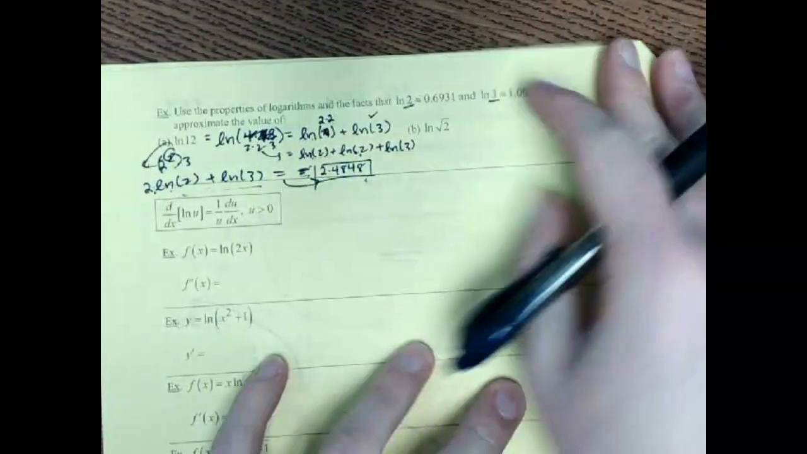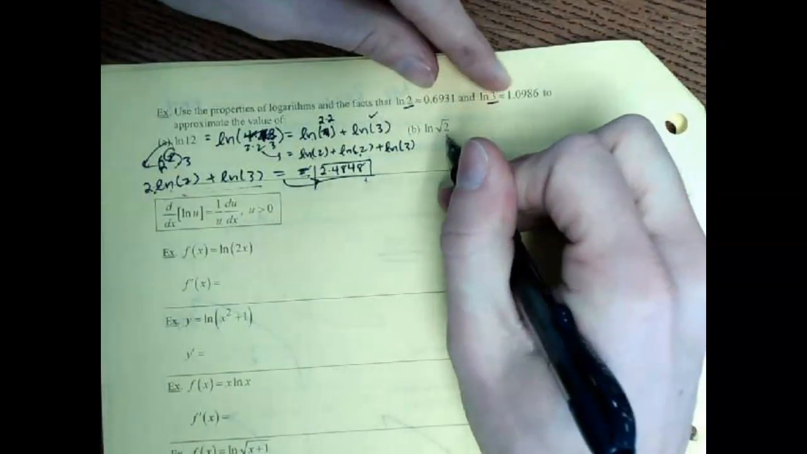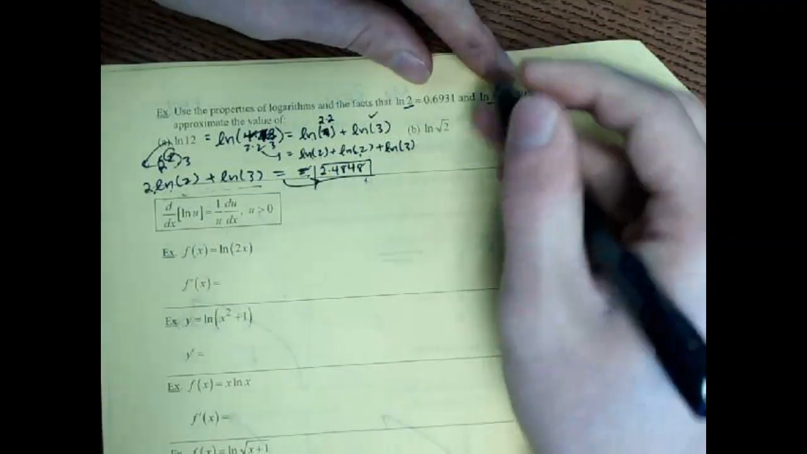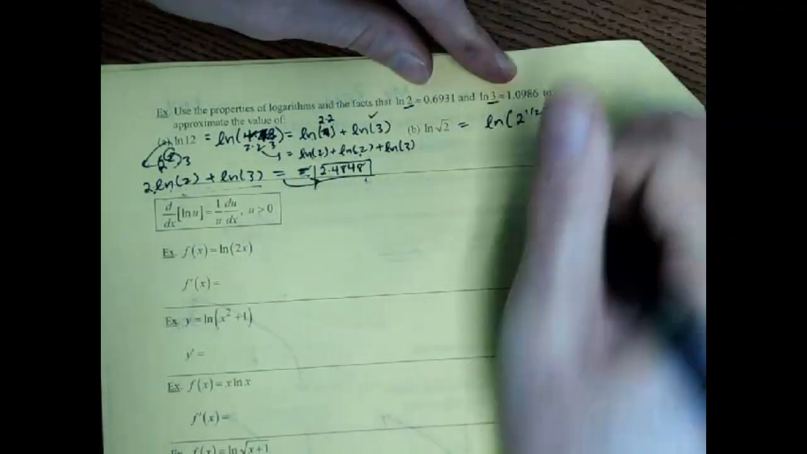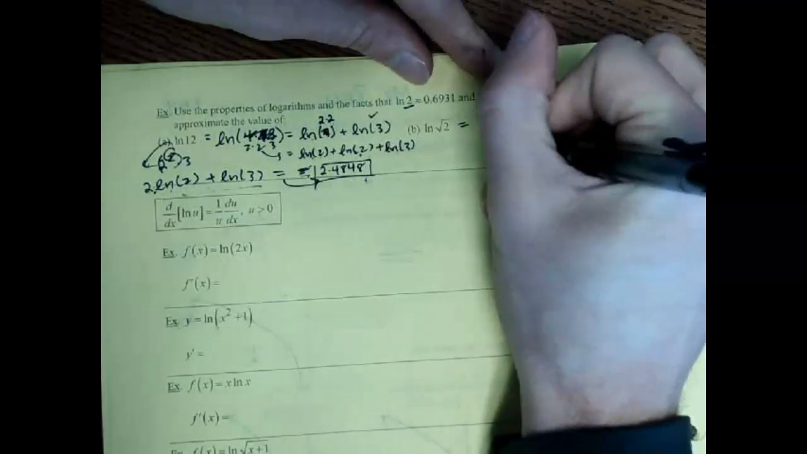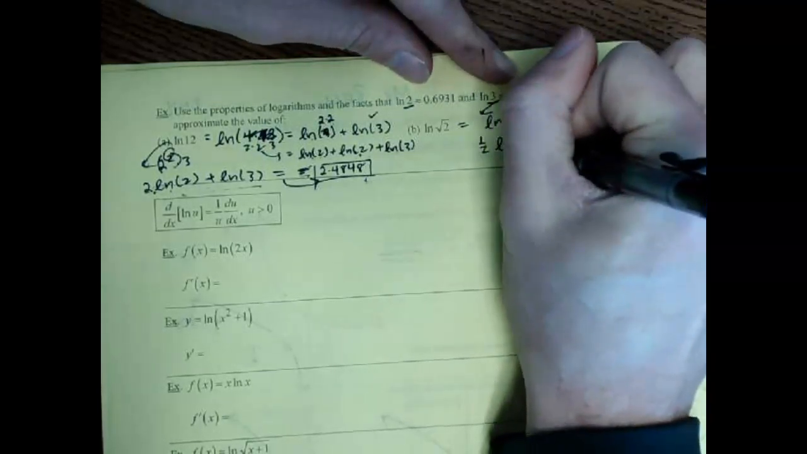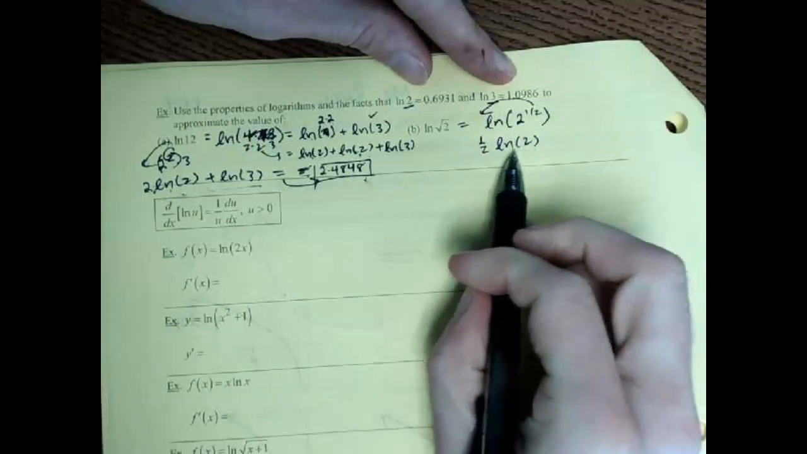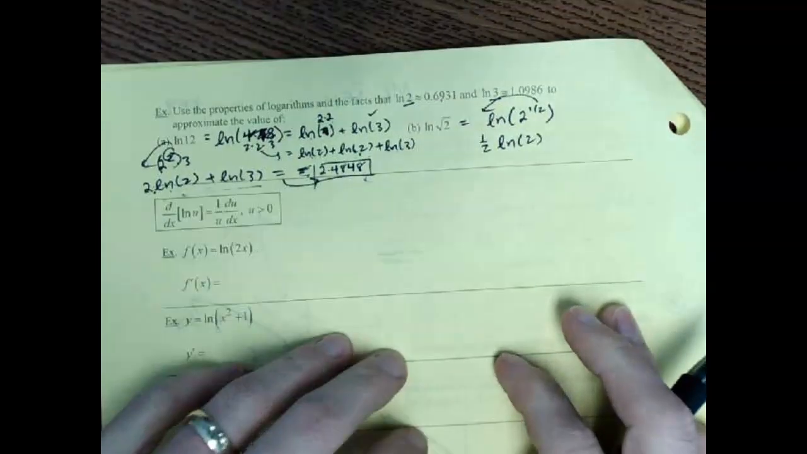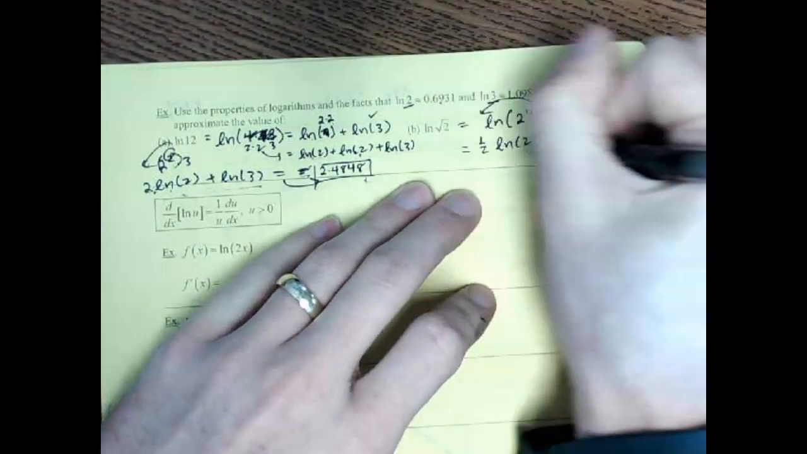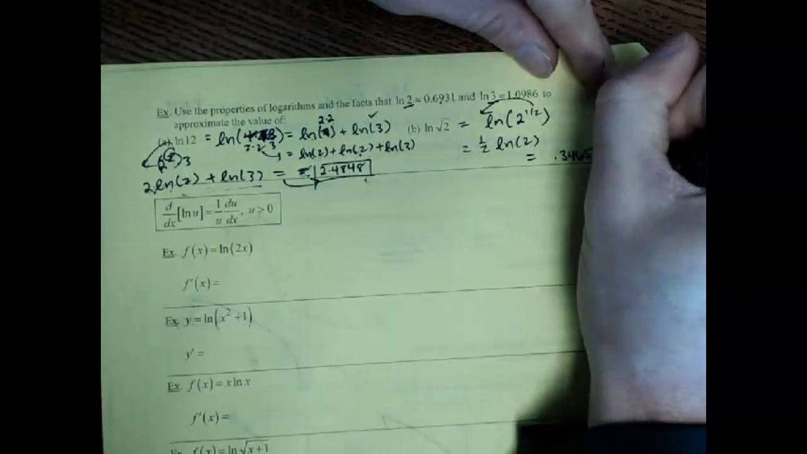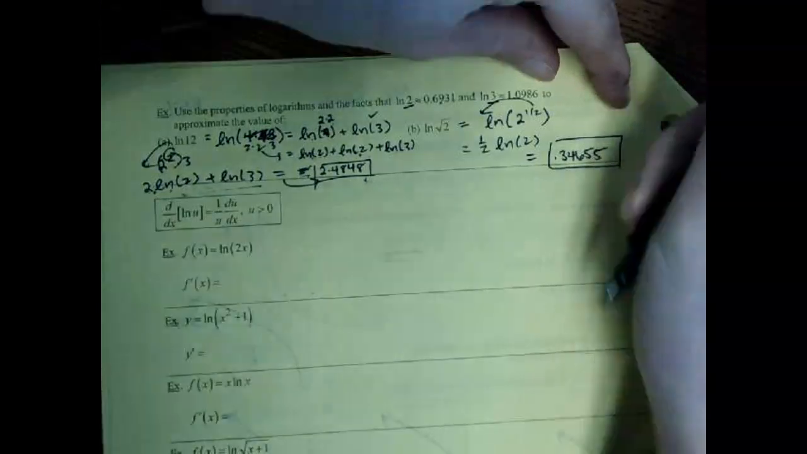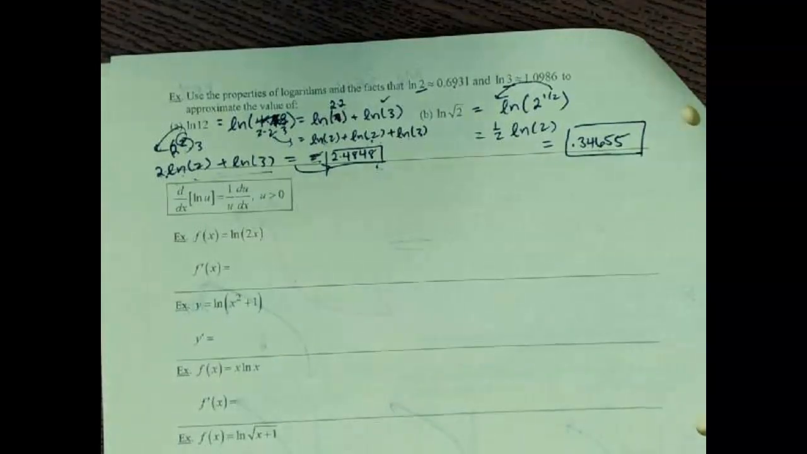Same thing for the last one. This one's a little bit easier because there's only one way to do it, right? Square root of 2, you could rewrite that as 2 to the 1/2 power, and then that 1/2 power, you could bring it out to the front, so you can have a 1/2 ln of 2. You would just then plug in this number, the value that it gave us, and then we would end up getting 0.34655.